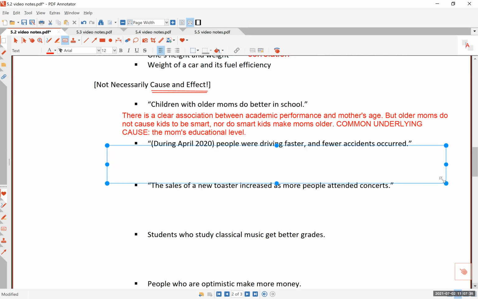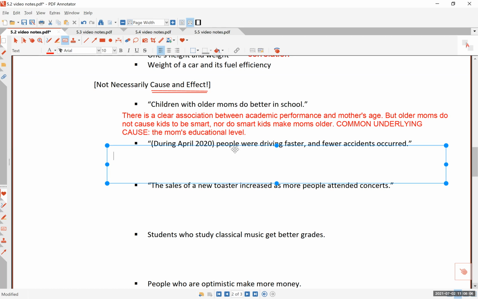This is from recent events, April of 2020. People were driving faster in April 2020, and they were reporting very few accidents. So there was a relation: the faster the people drive, the fewer the accidents. Now that doesn't sound right, because if people are driving faster, you would expect more accidents. But this was happening in April 2020.